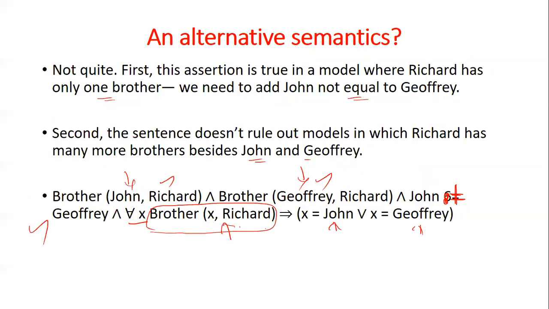Okay. But here we are locking all those things. Here first we are saying that John is the brother of Richard. Then we are saying Geoffrey is the brother of Richard. Then we are saying that John is not equal to Geoffrey, which means both of them are different. Then we are saying that for all x, if x is the brother of Richard, then x will be either John or Geoffrey, nobody else. So it means that there are only three brothers, John, Geoffrey, and Richard.